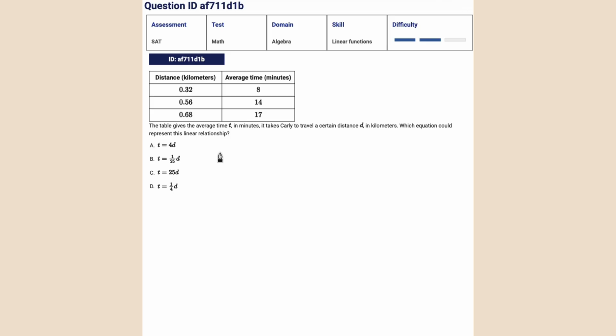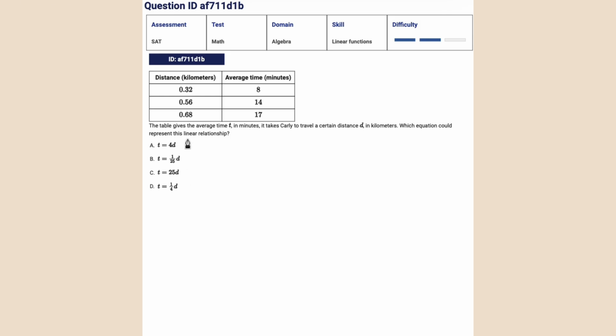The table gives the average time t in minutes it takes Carly to travel a certain distance d in kilometers. Which equation could represent this linear relationship? So I'll give you a minute to pause the video and try to solve this by yourself. Okay, let's start solving the question now.